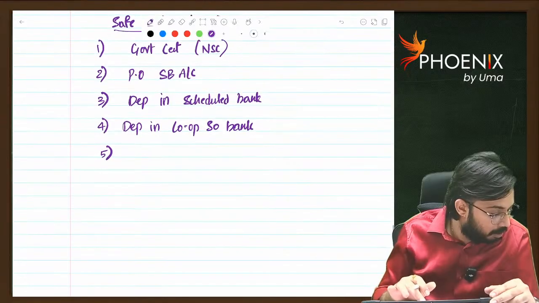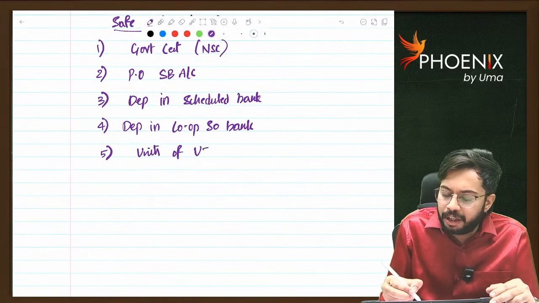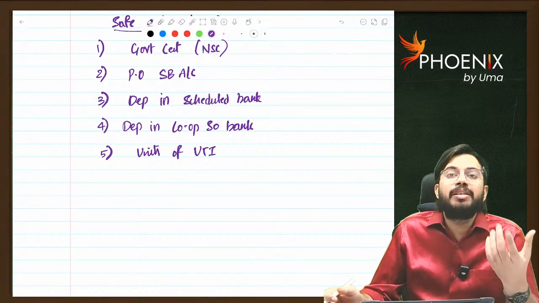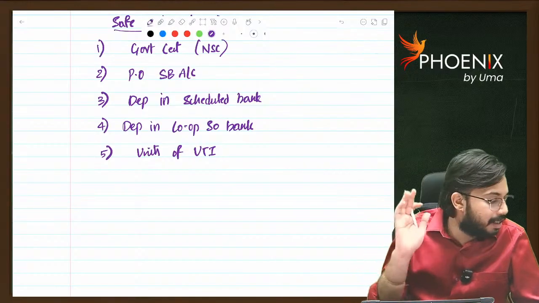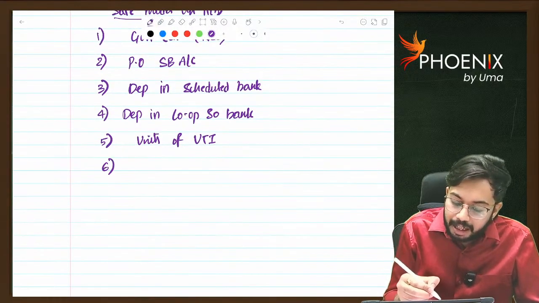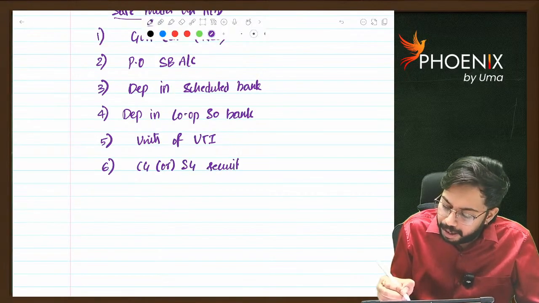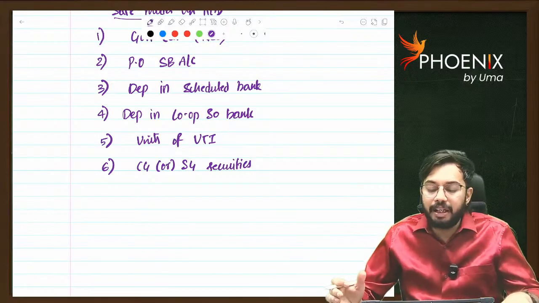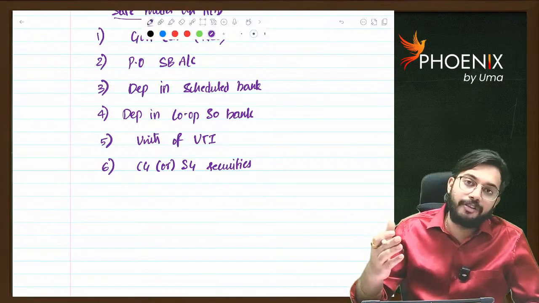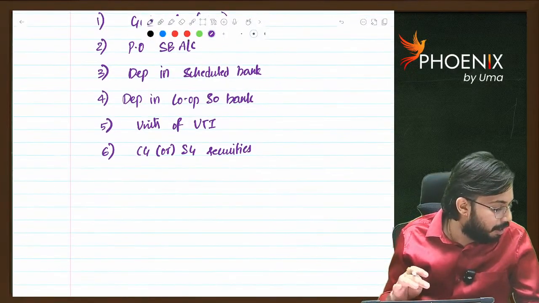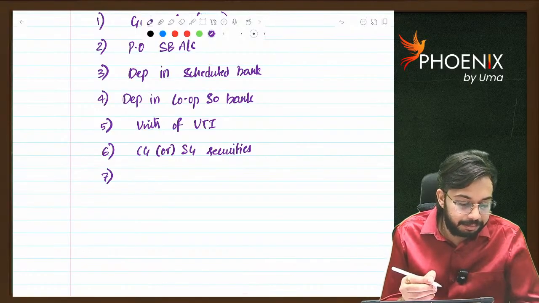Next, investments in units of UTI. You know UTI, right? Unit Trust of India. So trust can purchase units of UTI. That is safe mode of investment only. That is allowed. Next, investment in central government or state government securities. That is also permitted. Trust can invest its money in central government or state government securities. That is also treated as a safe mode of investment. It is also allowed. Next point, a bit tricky, but listen, you will understand.